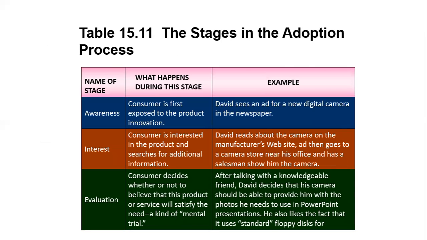Now, if you see what happens exactly in the process: awareness, the consumer is first exposed to the product or innovation. For example, David sees an ad for a new digital camera in the newspaper. That is the awareness he came to. Next is interest. The consumer is interested in the product and searches for additional information. So here David reads about the camera on the manufacturer's website and then goes to a camera store near his office and has the salesman show him the camera. The same thing you people also do when you are purchasing something.